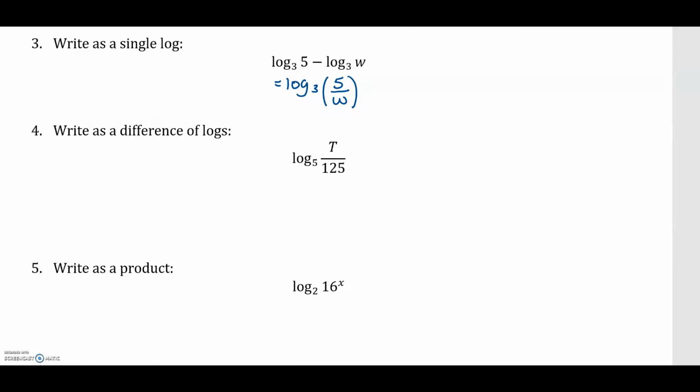Question 4 says write as a difference of logs. So we know it's going to be a difference of logs because we have log of a quotient. You can rewrite this using subtraction. So log base 5 of t minus log base 5 of 125. Recall 125 can be written as 5 to the power of 3, and log base 5 of 5 to the power of 3 simplifies to 3. So we can write this as log base 5 of t minus 3.